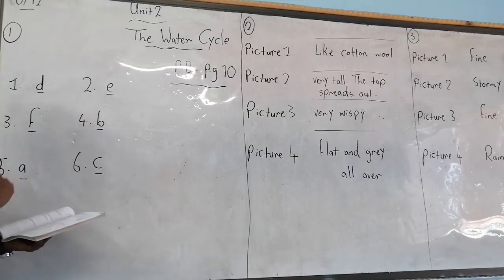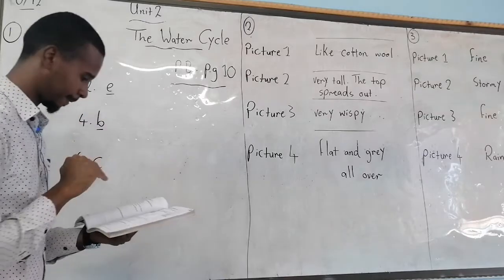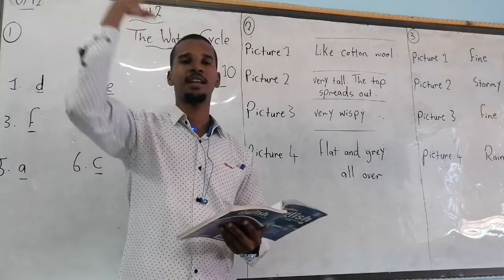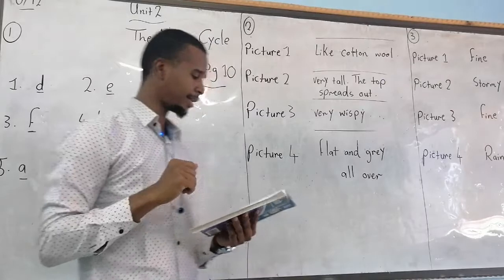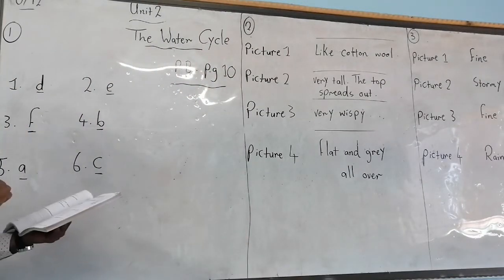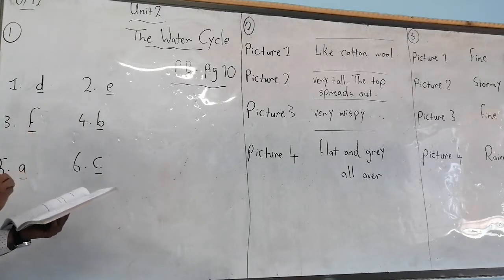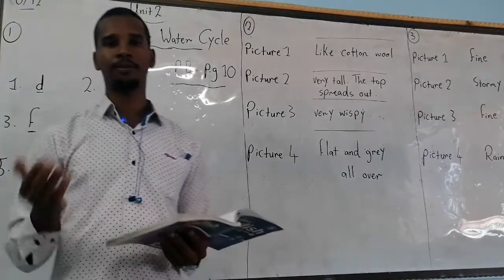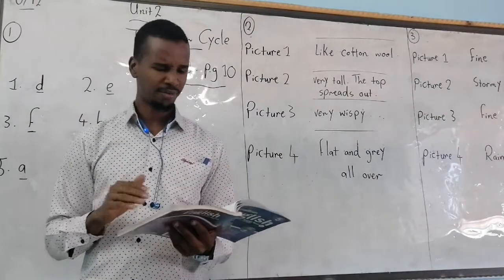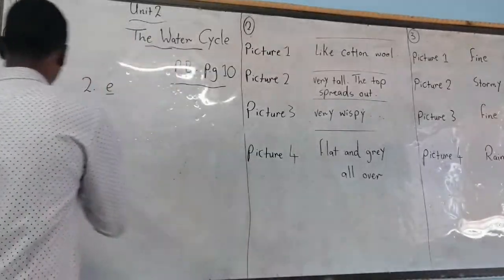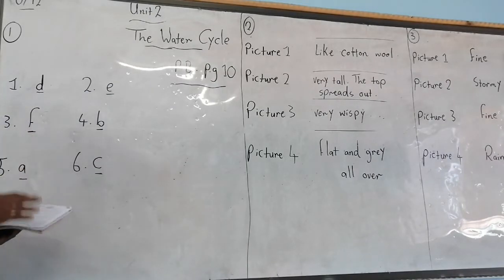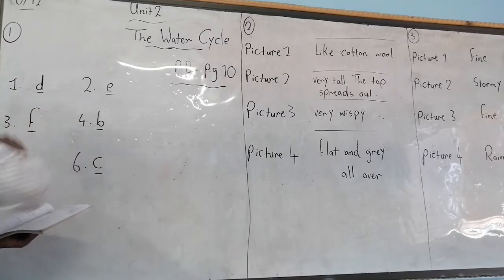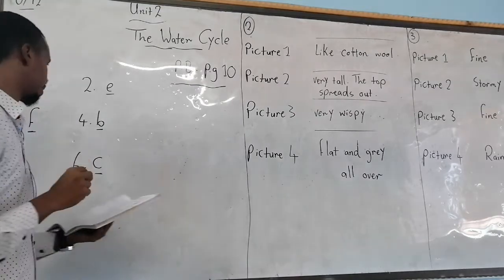Number 2 is E. When water vapor rises, E, it meets cooler air. Remember the steps of the water cycle? Alright? 3, F. When water vapor cools, let's go to F, the last phrase. It turns back into droplets of liquid. 3, F. Okay? When water vapor cools, F, it turns back into droplets of liquid.